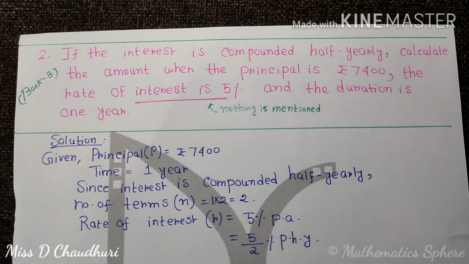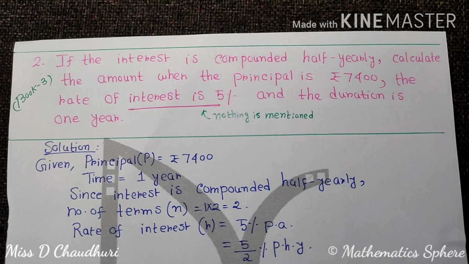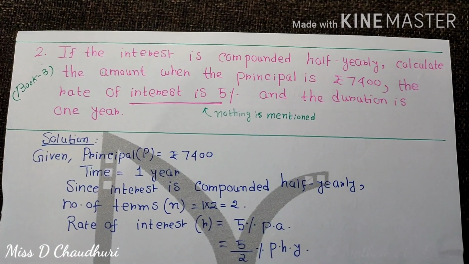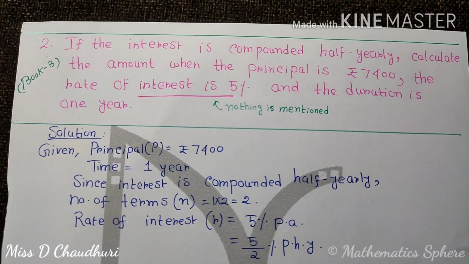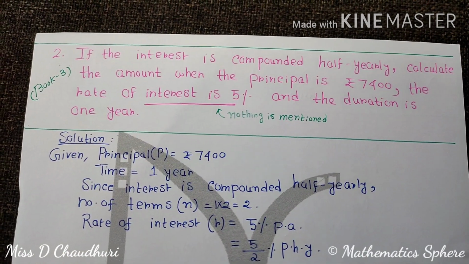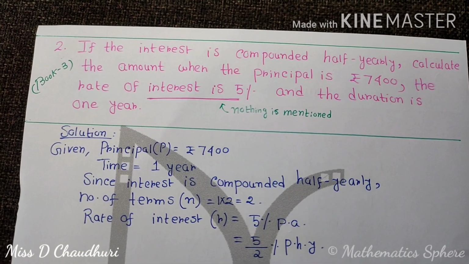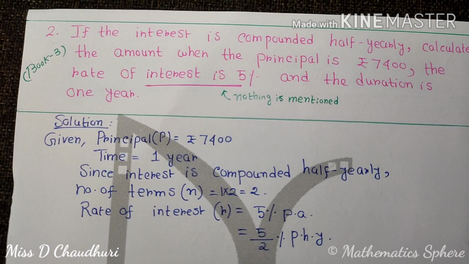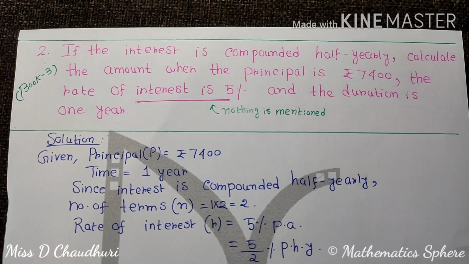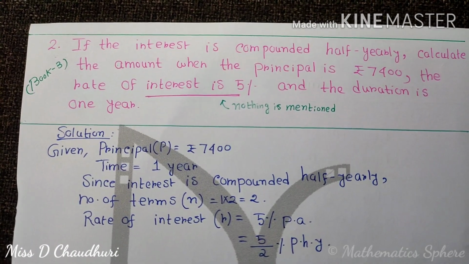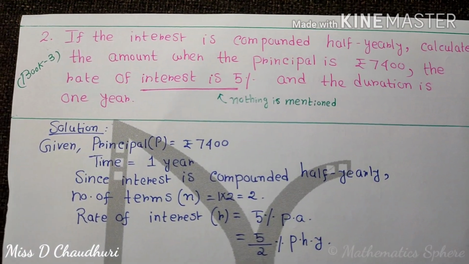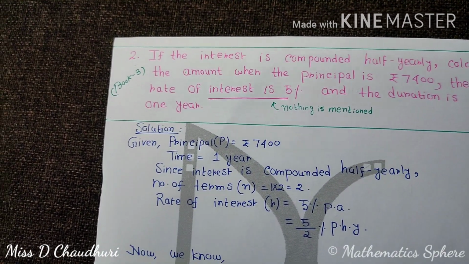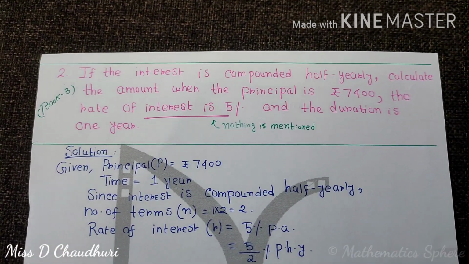If the interest is compounded half yearly, calculate the amount when the principal is rupees 7,400, the rate of interest is 5% and the duration is 1 year. So the first highlighting comment is that the interest is being compounded half yearly. Okay, so half yearly means here we will have to be very careful that the N, the R, these things should be taken properly. Now they have told that we need to calculate the amount. Here they have not asked for the CI. We are going to calculate the amount, and when the principal is 7,400, they have reversed the question and given it to confuse the students.